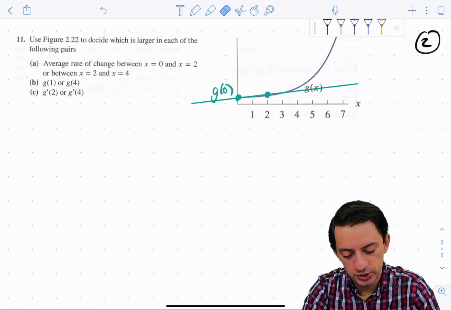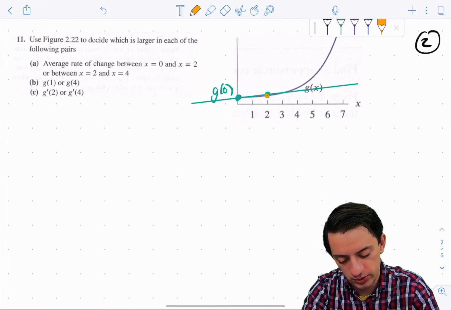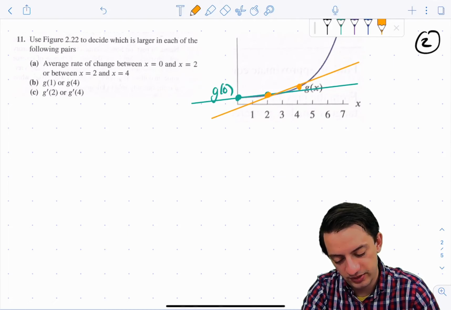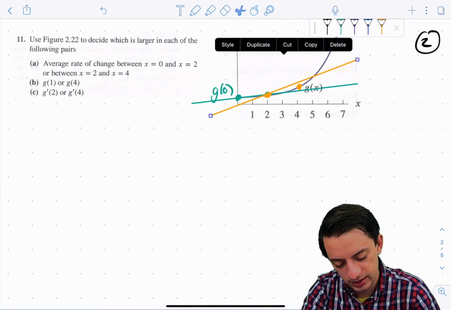Now the other one says between 2 and 4, so let's do 2. 2 is in the same spot, and then 4. The average rate of change is the slope of the secant line. It'll take me a little adjusting here to get this right.